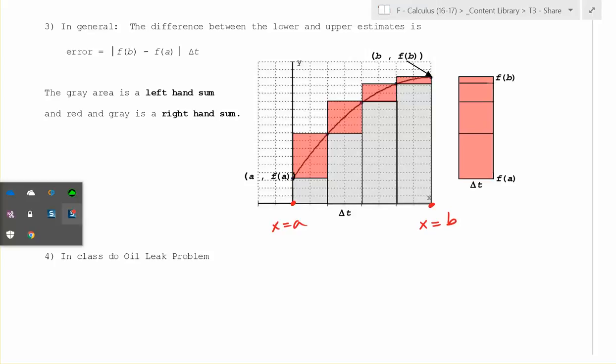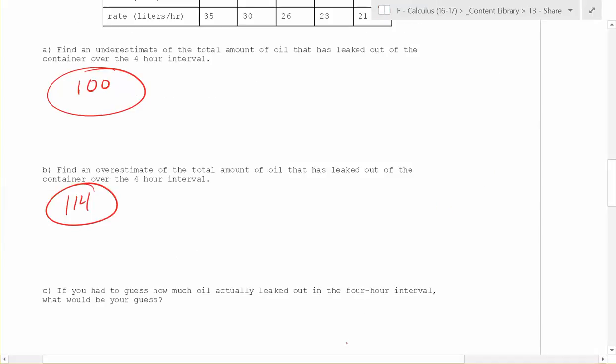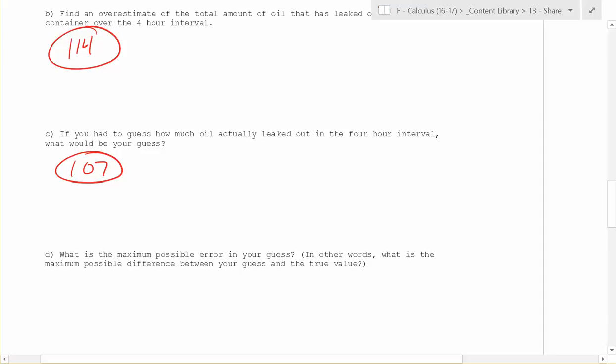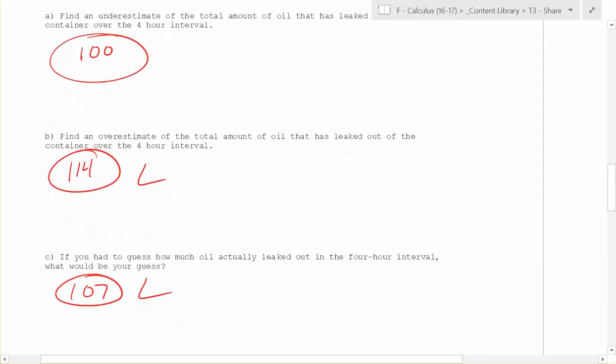How are we feeling so far? What would be your guess over the 4-hour interval, based on these numbers? Yeah, Arvid. 107. Seems like a nice safe thing to do. Average the two. Nice. What is the maximum possible error in your guess? In other words, what is the maximum possible difference between your guess and the true value? 7 liters. These are all liters, I think? Yep. Okay.